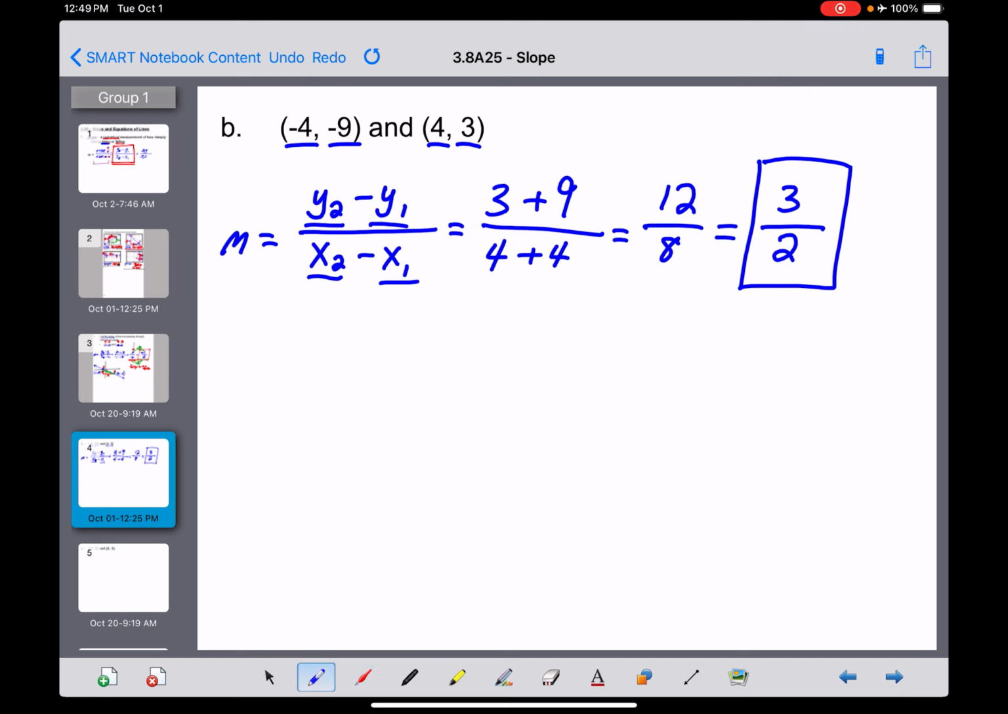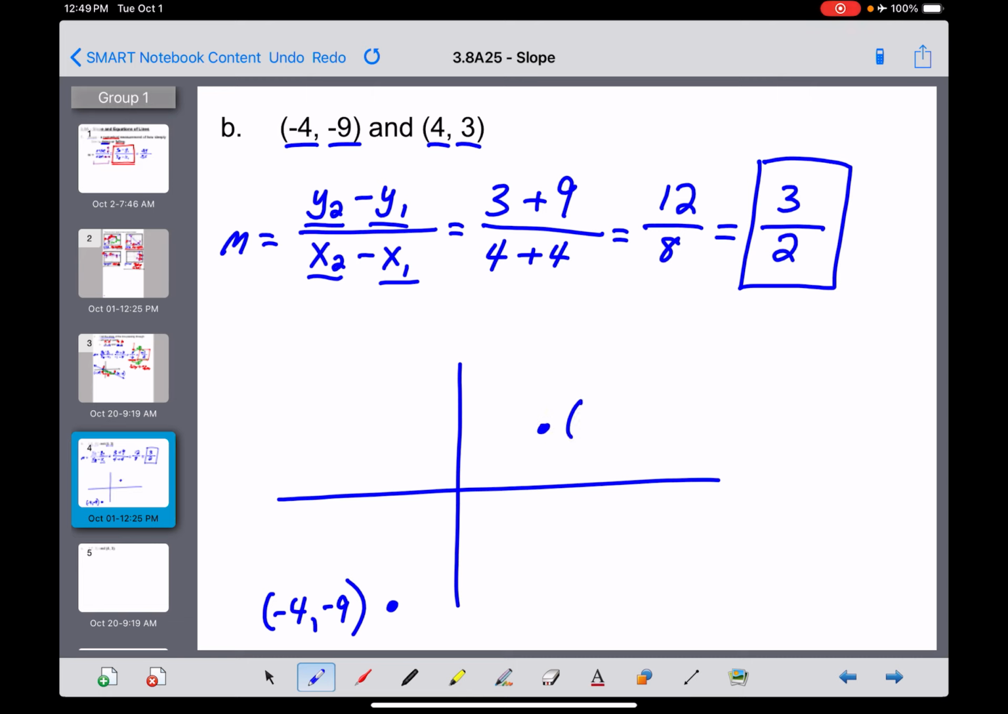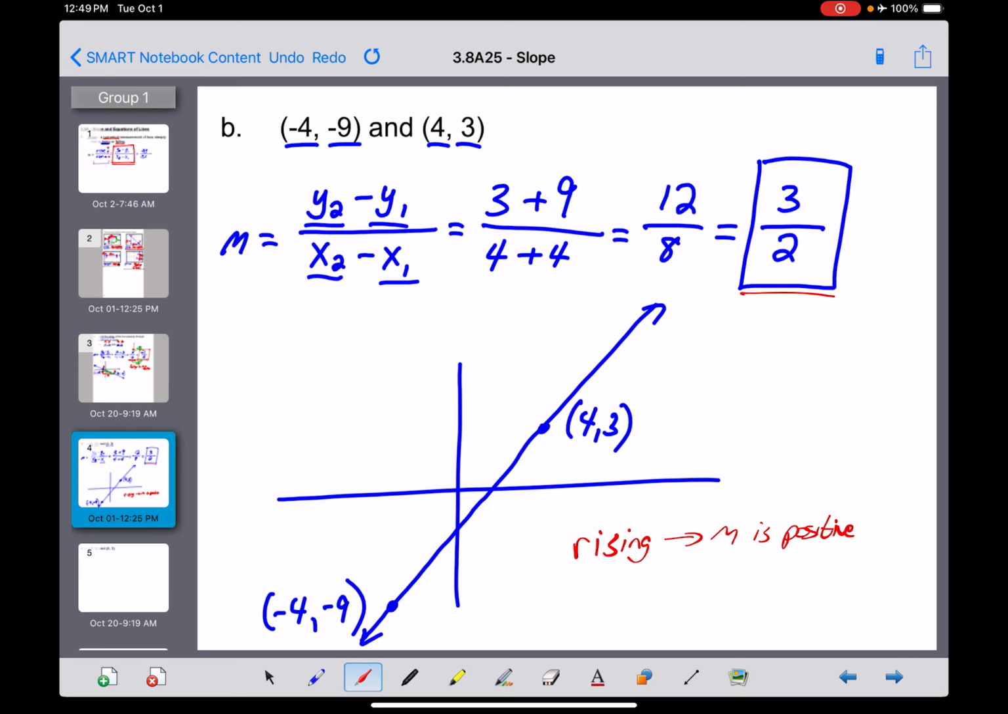And again, guys, just a really quick graph to verify this answer. -4, -9 means we go left 4 and then down 9 units. So that's roughly here somewhere in the third quadrant. And then 4, 3 means 4 units to the right, 3 units up. So 4, 3 would be roughly there. We would draw the one and only line that passes through those 2 points, and we see that this line is rising, which means that our slope should be positive. And sure enough, we came up with a positive slope.